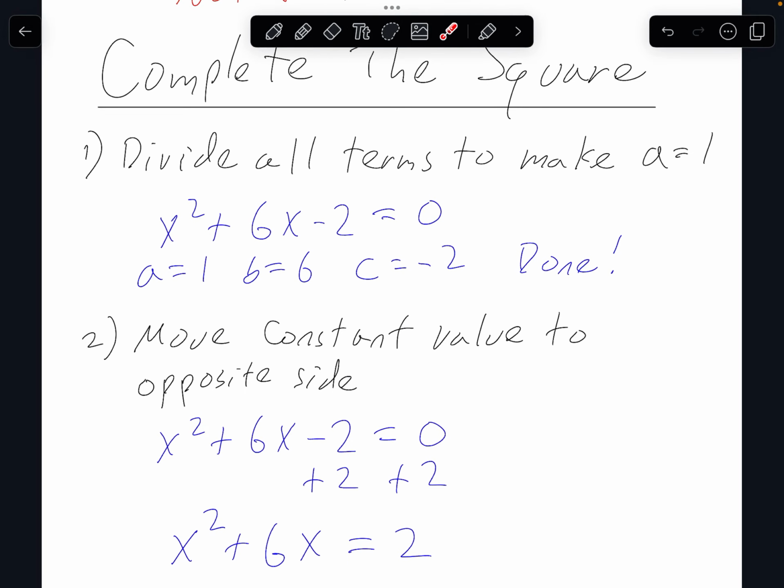So our equation becomes x squared plus 6x equals 2. When you're factoring, you want to make sure it's set equal to 0. But with completing the square, that's not necessary. Actually, it's going to be the opposite of necessary.